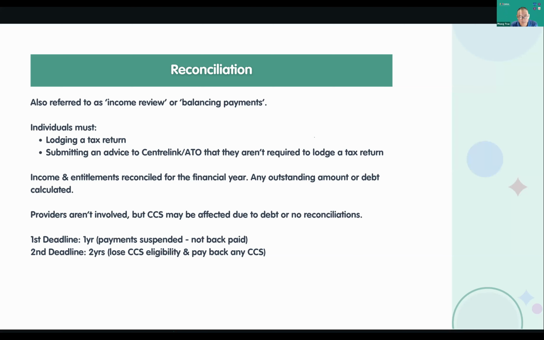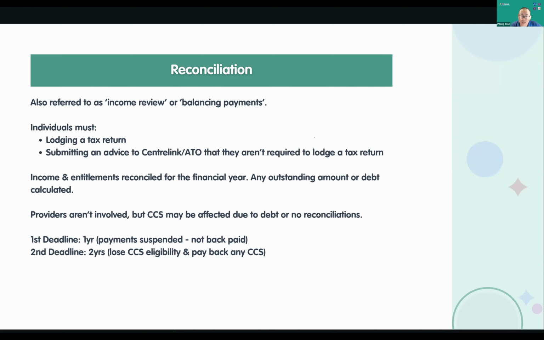Now, the implication if you don't meet the first deadline: if the income you haven't reported back with CCS is greater than 1 year old, payments can be suspended. Okay, so they would stop paying you CCS. So it's very important that when balancing starts to occur, you advise your families that CCS can be suspended if they don't update their income. The second one is the second deadline.